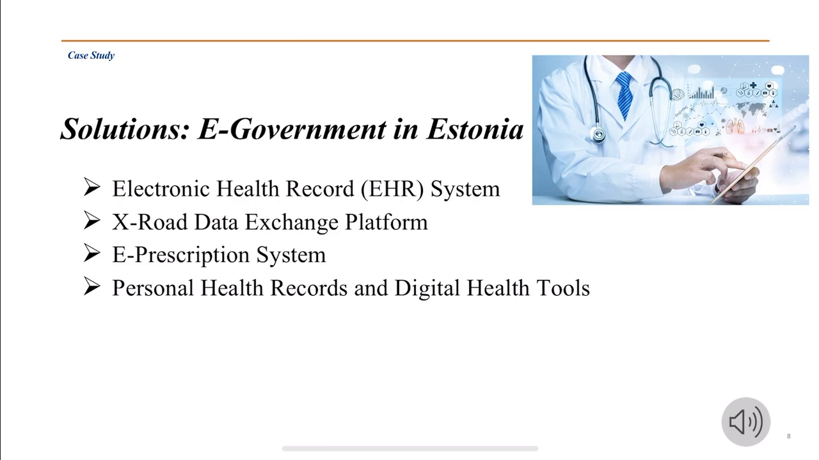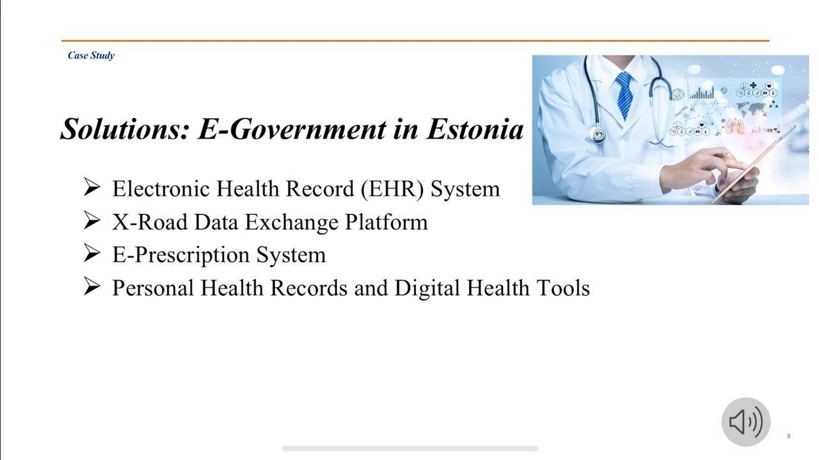One of the e-government solutions implemented by Estonia to address challenges in healthcare services was the creation of a national health information system, which stores and manages patient data electronically. This system enables healthcare providers to access patients' medical histories, test results, and other relevant information quickly and easily, improving the quality of care and heavily reducing errors.